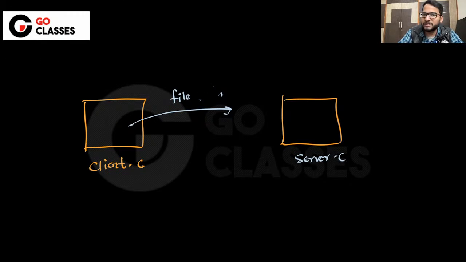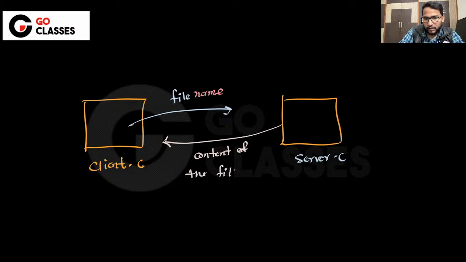Obviously that file is stored in my computer, right? There is a file name that the client will send, and then the server has to reply, for example, with the content of the file. Let's suppose this is a very toy example that we want to communicate. Now we need to write two programs, client.c and server.c.